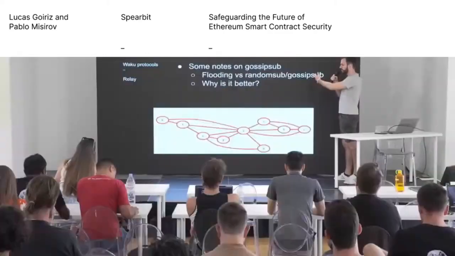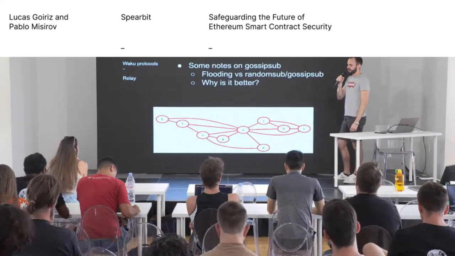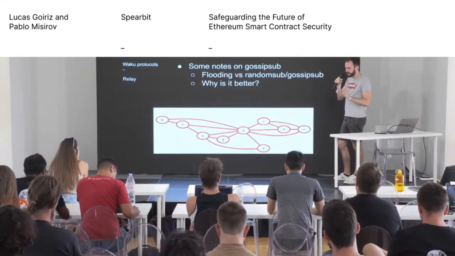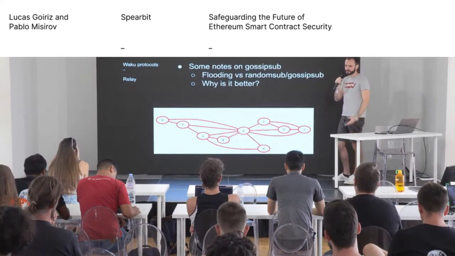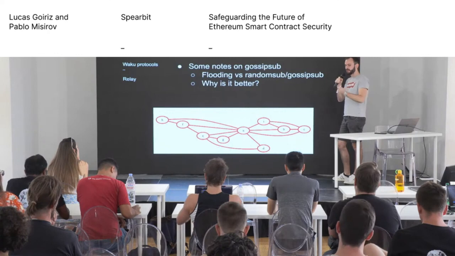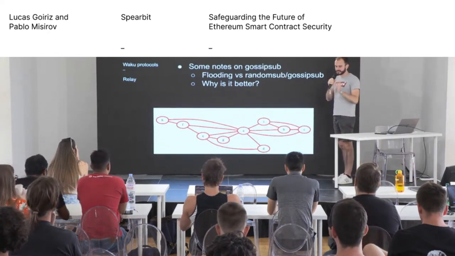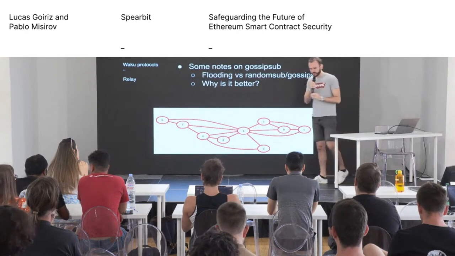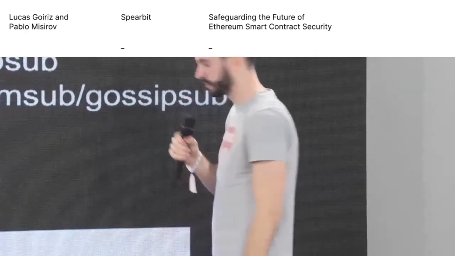So GossipSub is the protocol that fixes this. You also have other implementations of PubSub architectures like RandomSub that also do some tricks in order to ensure that the message is delivered to all the network, but without having a lot of duplicates. There is a very important parameter that is called the replication factor. The lower, the better.